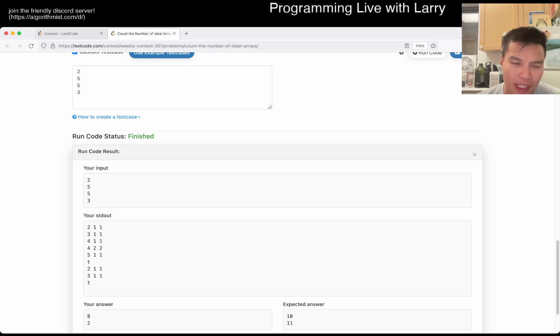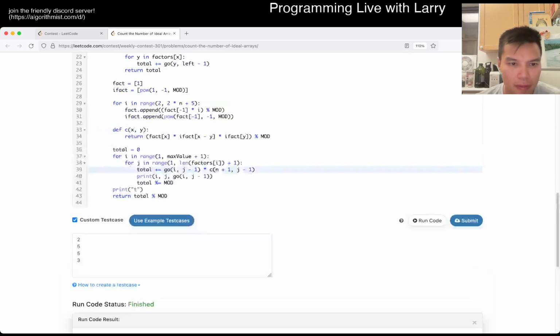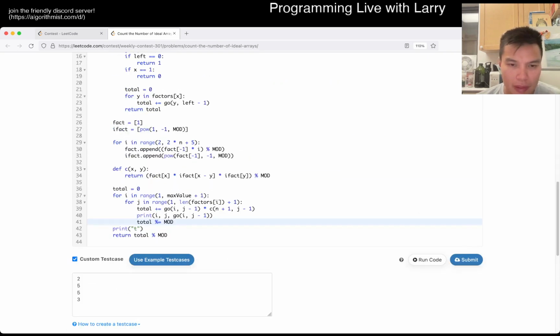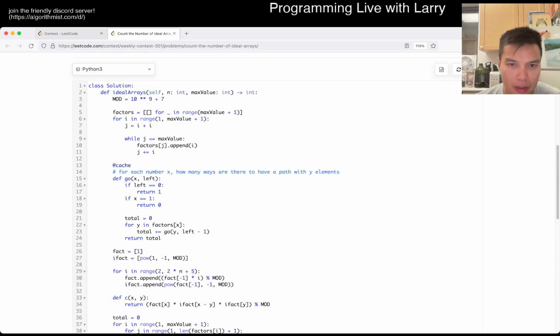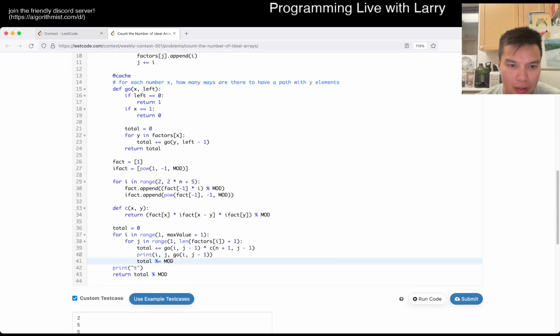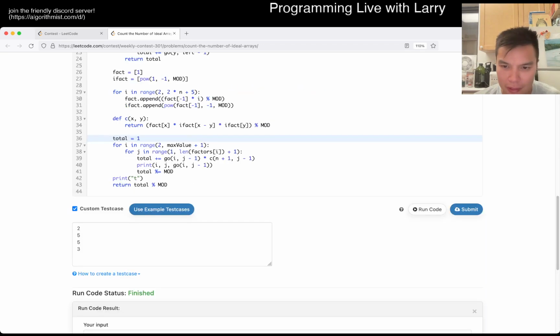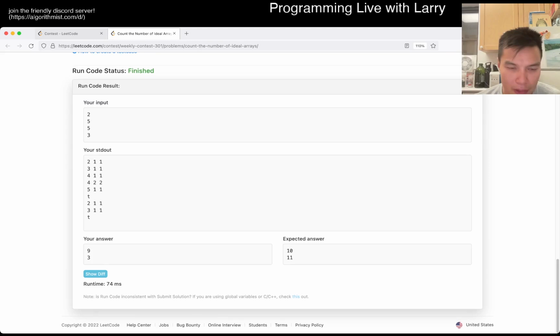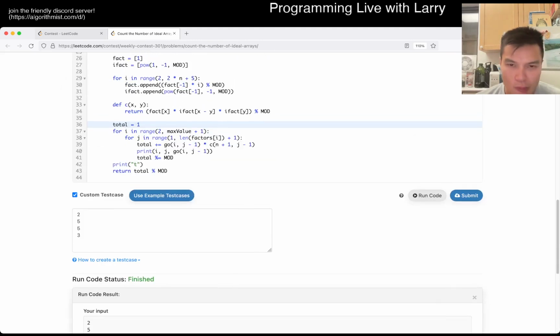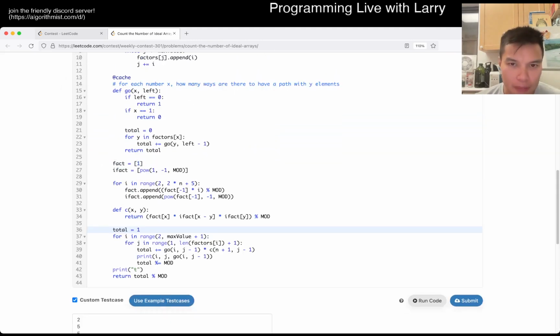Oh, max 3. Oh, I forgot the 1 case. Do I not have a 1 case? Maybe I do have a 1 case. Okay, well, the 1 case is just everything is 1, right? So we'll just do it 1. Okay, fine. Okay, I think we're close, but this is kind of super tricky.